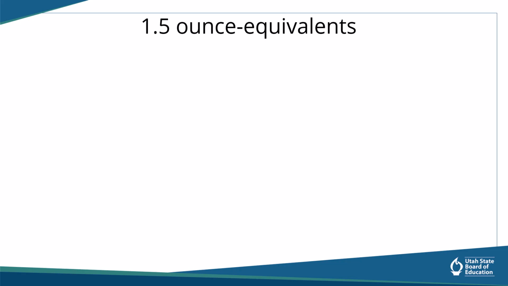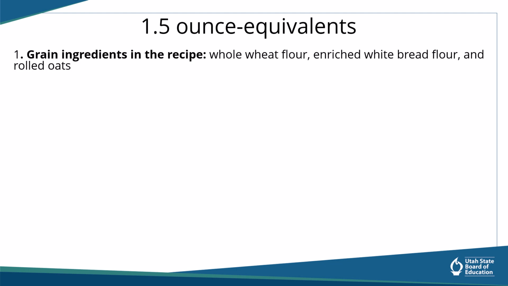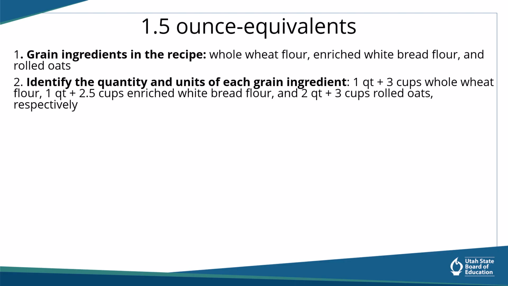Now let's go through the answer together. Please follow along as we go through the calculation together. Step 1 is to look at the grain ingredients in the recipe. This recipe has whole wheat flour, enriched white bread flour, and rolled oats. Step 2, identify the quantity and units of each grain ingredient. We have 1 quart plus 3 cups of whole wheat flour, 1 quart plus 2.5 cups enriched white bread flour, and 2 quart plus 3 cups rolled oats, respectively.